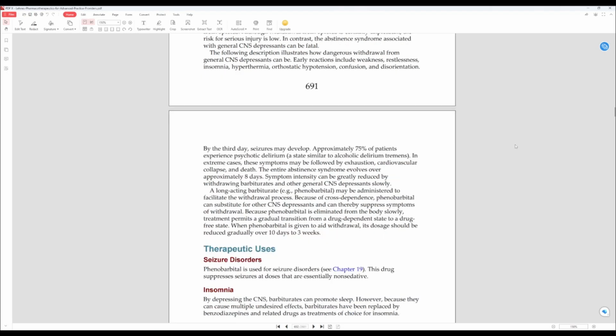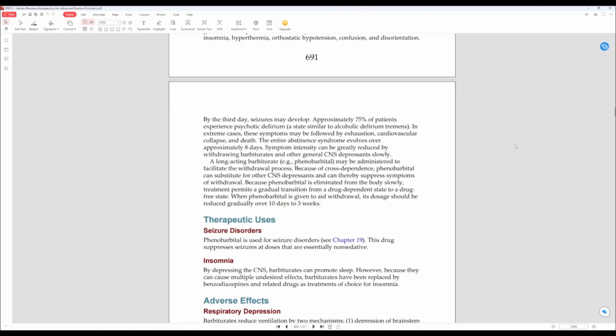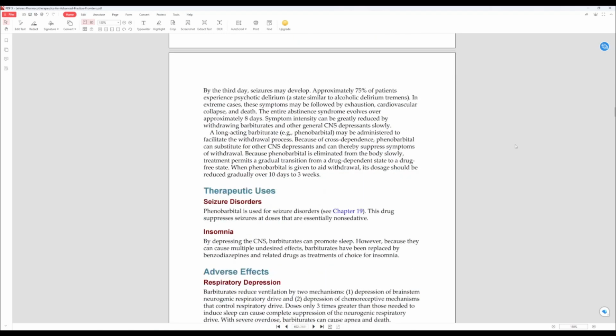Symptom intensity can be greatly reduced by withdrawing barbiturates and other general CNS depressants slowly. A long-acting barbiturate may be administered to facilitate the withdrawal process. Because of cross-dependence, phenobarbital can substitute for other CNS depressants and can therefore suppress symptoms of withdrawal. Because phenobarbital is eliminated from the body slowly, treatment permits a gradual transition from a drug-dependent state to a drug-free state. When phenobarbital is given to aid withdrawal, its dosage should be reduced gradually over 10 days to 3 weeks.